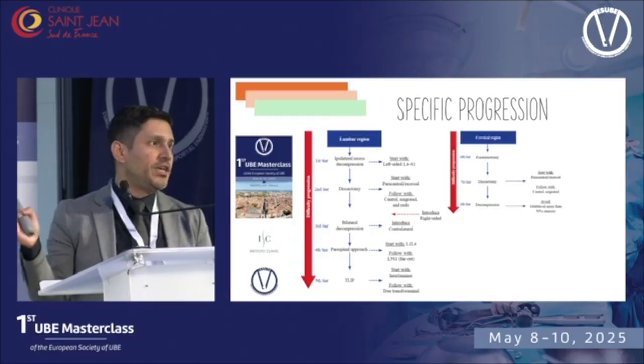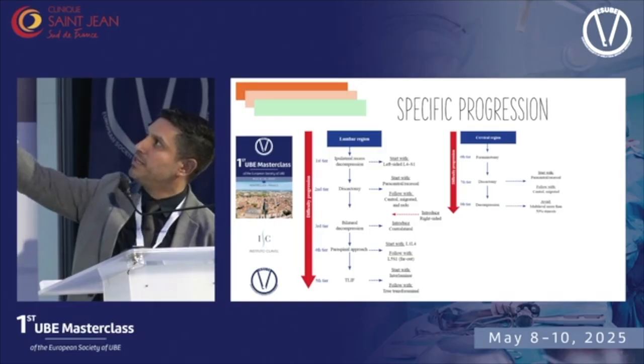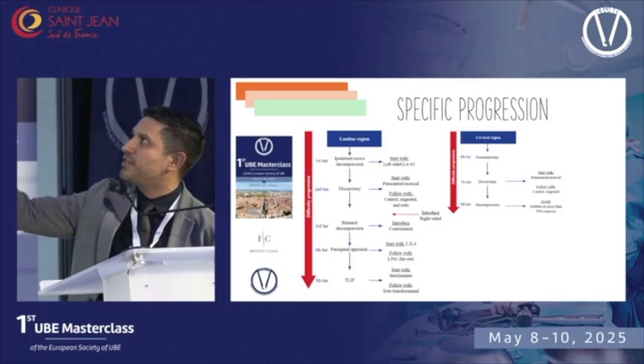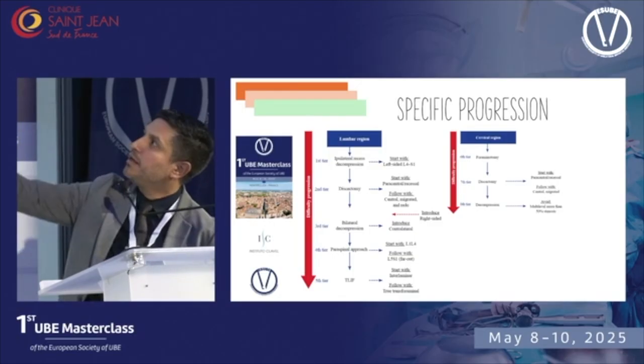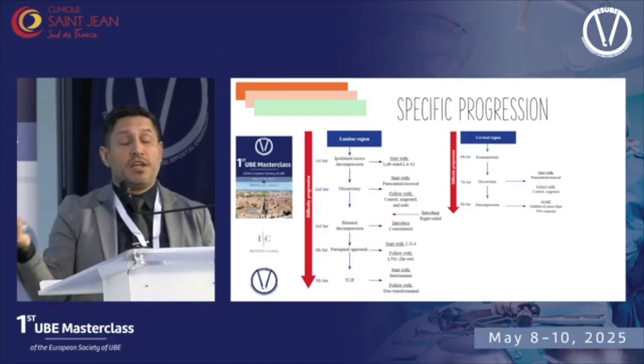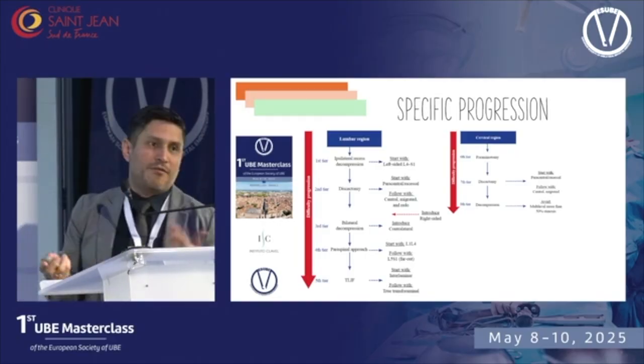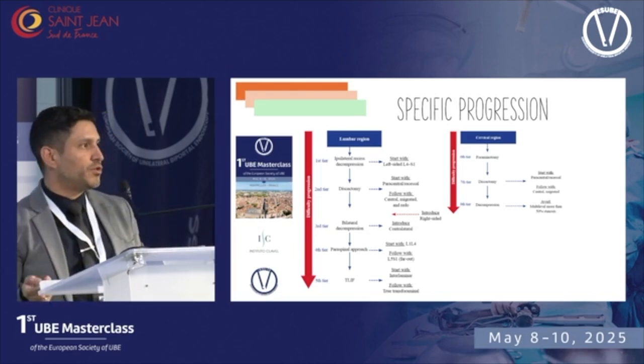This is for the cervical region. Foraminotomy, discectomy, of course start with paracentral recessal, follow with central migrated. Decompression: in the literature they say avoid multi-level with more than 50% stenosis, you should go to open surgery, right?